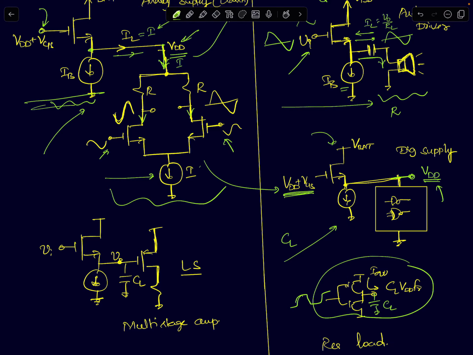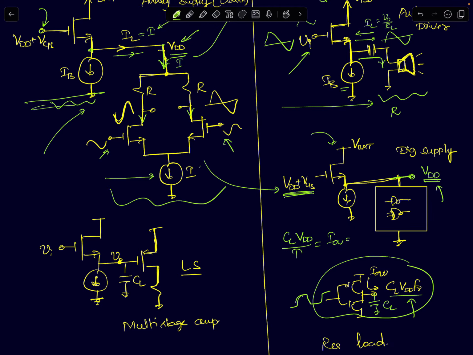every cycle you will charge and discharge the capacitor. So the charge you will deliver to the capacitor every cycle will be C times VDD. This is the charge delivered per cycle. If you divide by T, I will get the current. So CL VDD by T will be your average current, which is CL VDD times f.